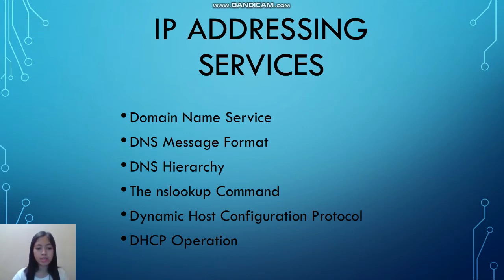DNS message format. The DNS server stores different types of resource records used to resolve names. These records contain the name, address, and the type of record. Some of these record types are A, NS, AAAA, and MX. A is an end device IPv4 address. NS is an authoritative name server. AAAA is an end device IPv6 address, pronounced quad A. MX is a mail exchange record.